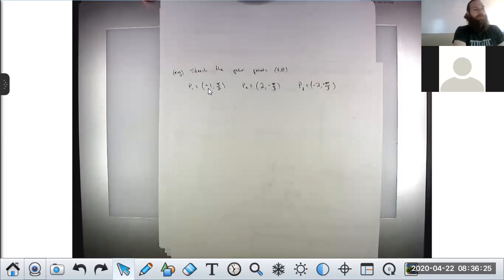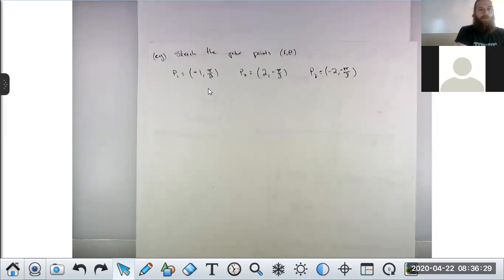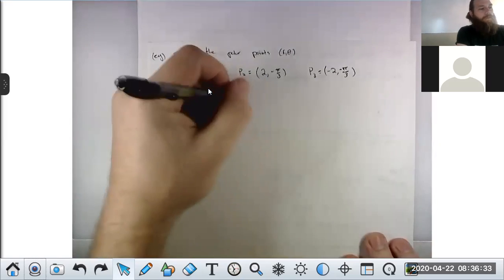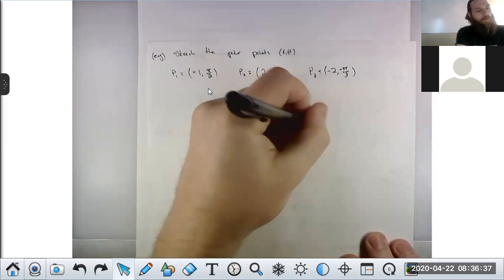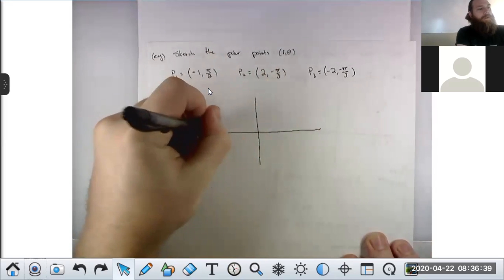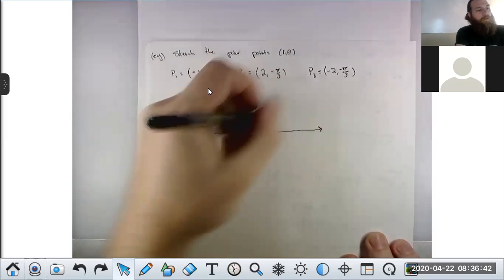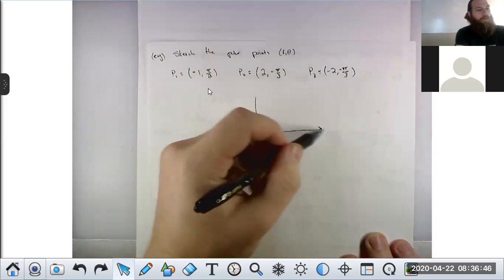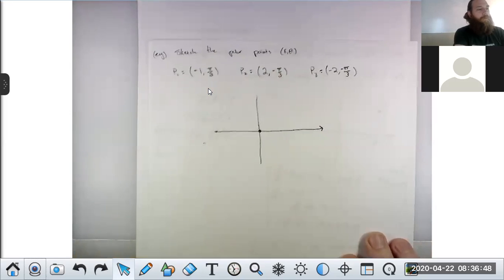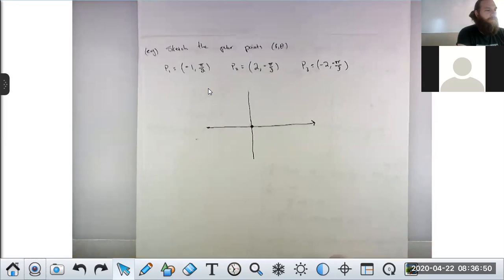All right, let's graph these 3 points. The first one, P1 there, is -1 comma pi over 2. So let's draw a coordinate plane. The origin in the polar setting is often called the pole, and the horizontal axis pointing out to the right is called the polar axis. So if you hear me refer to those things as such, that's where they are.